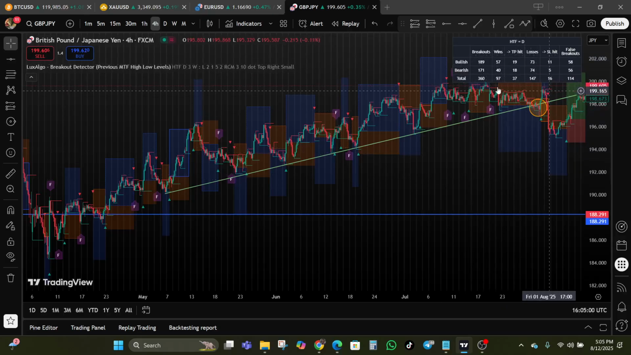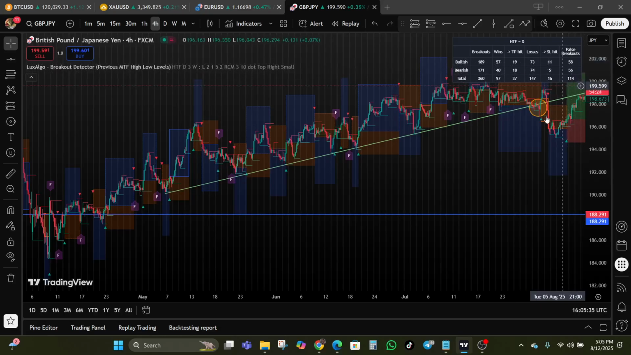You can see that this indicator also shows the number of breakouts, bullish breakouts, bearish breakouts, the total. You see the number of wins for the bullish breakouts, the number of wins for the bearish breakouts, the total. You see the number of TP hit for the bullish, for the bearish, and total. You'll see the number of losses, right, for the bullish, for the bearish, and total. You see the number of stop loss hit, right, and you would see the number of false breakouts as well.